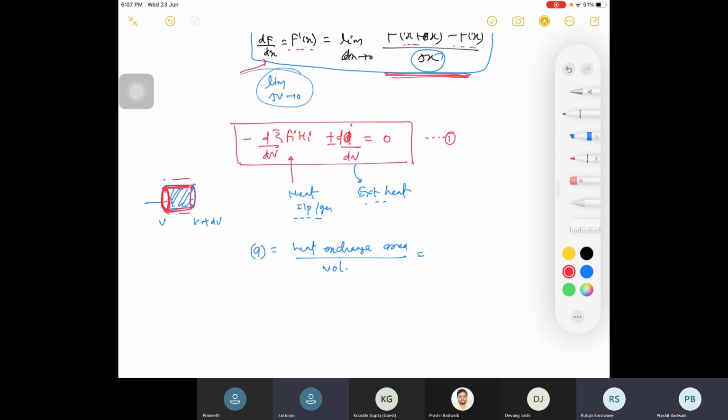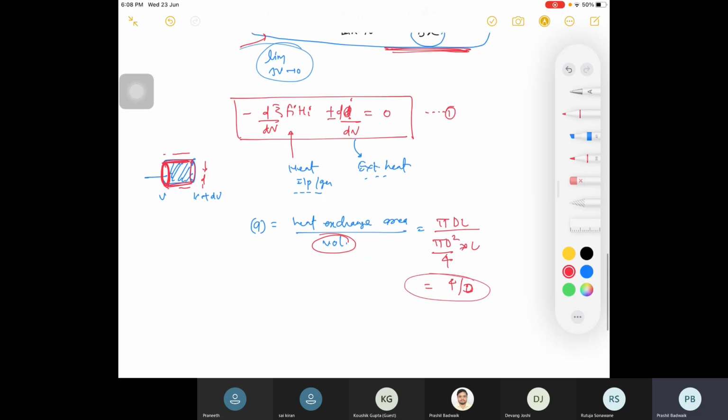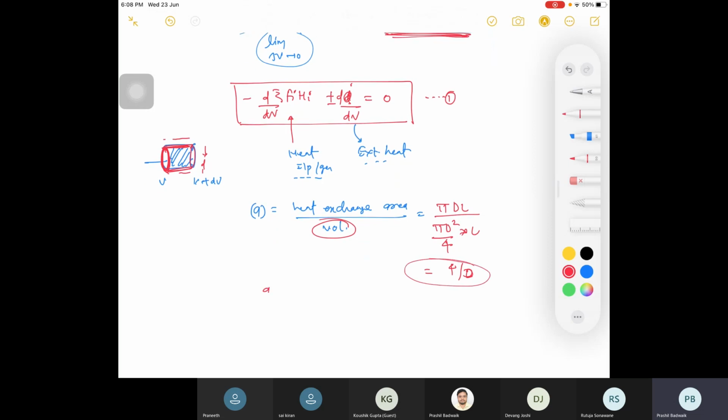So what is that? 2 pi r delta L. Okay, 2 pi r into L or delta L, you can say. So I'll write here pi D delta L. And what is your volume then? Volume of a cylinder is pi D square by 4 into the length. So what is that? This is 4 by D, 4 by your diameter. This is the diameter of this PFR. Or I can write a equals dA divided by dV.